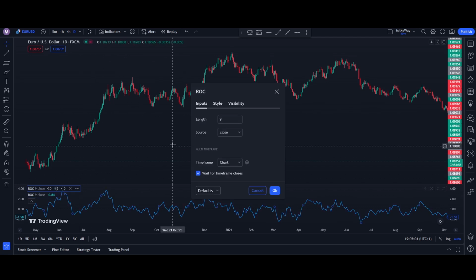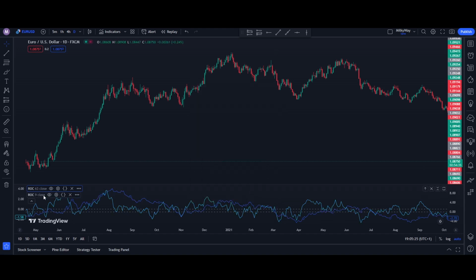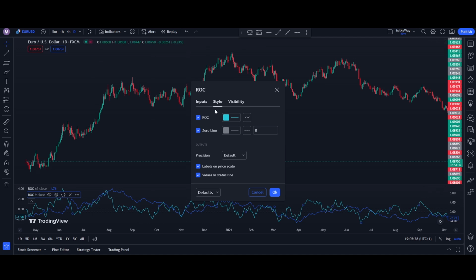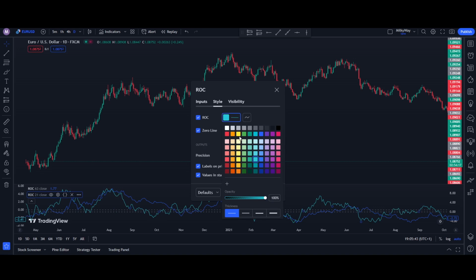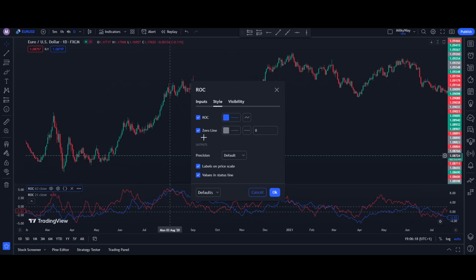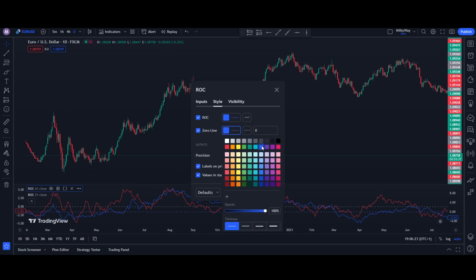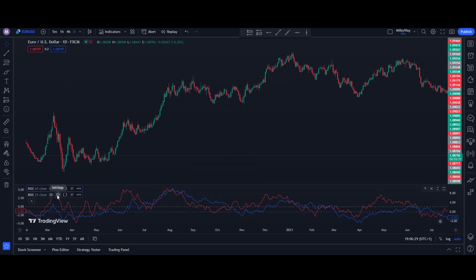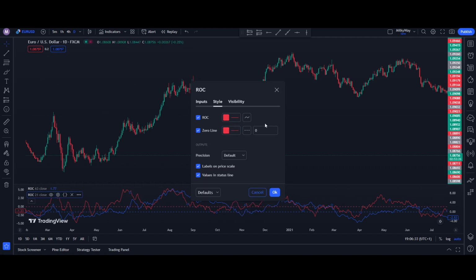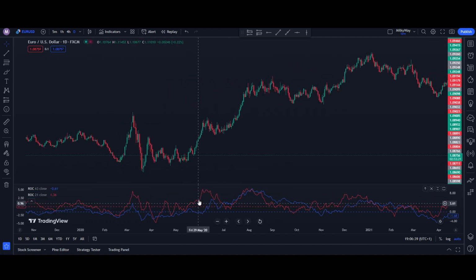So we can go ahead and change the settings. The first one is going to be 63. We'll keep the color to blue, and then we'll change the settings for the other one. We'll change the length to 21, and we'll change the color to, let's say, red. Also, you want to change the color of the zero line. I would suggest making it the same color so that you can easily distinguish them. We'll make it red as well. And so essentially, whenever both lines are positive, we'll go long, and whenever they are both negative, we'll go short.